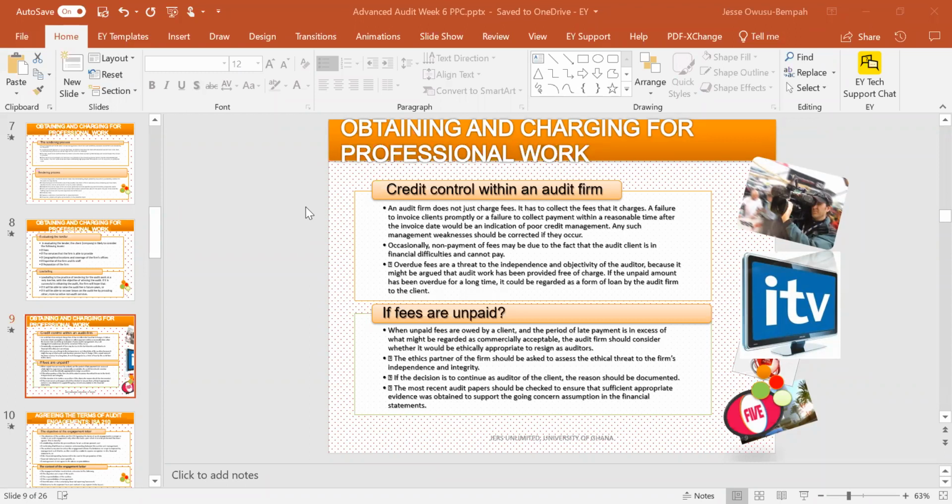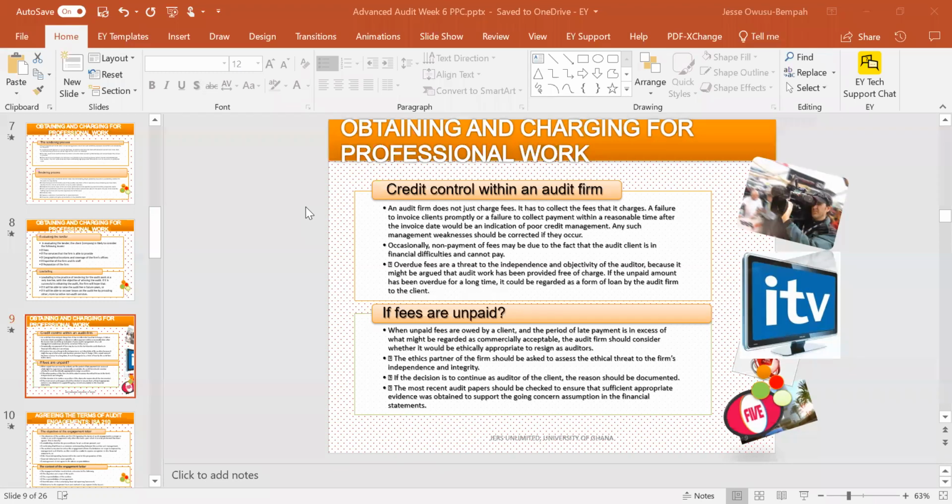When unpaid fees are owed by a client and the period of late payment is in excess of what might be regarded as reasonable or commercially acceptable, the audit firm should consider whether it would be ethically appropriate to resign. So if the client is owing the auditor for too long, the audit firm should consider whether it will be ethically appropriate to resign as auditors.